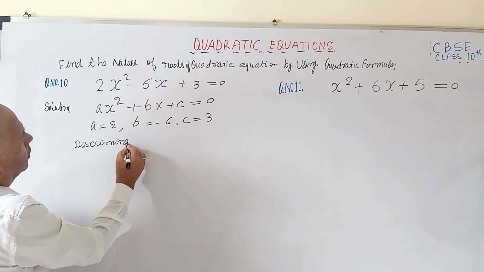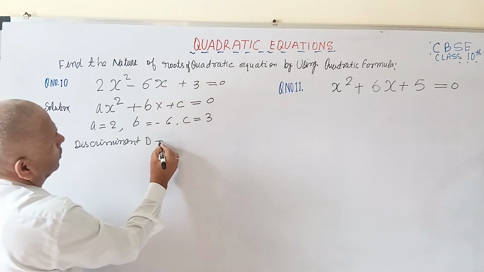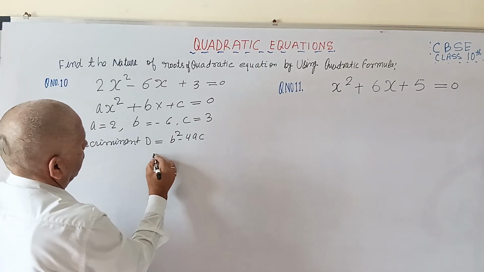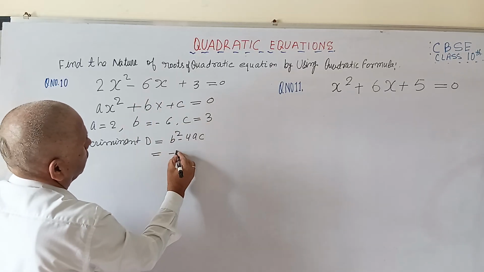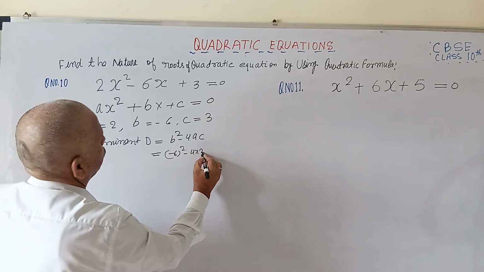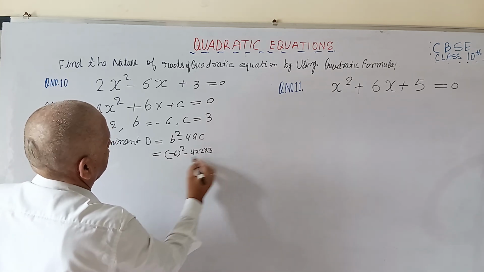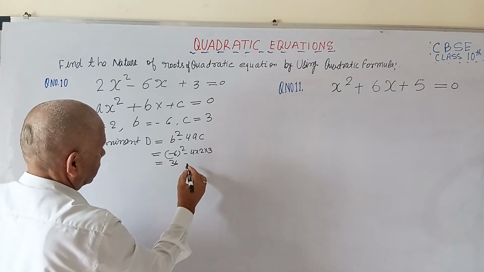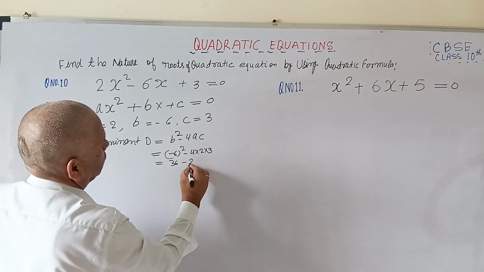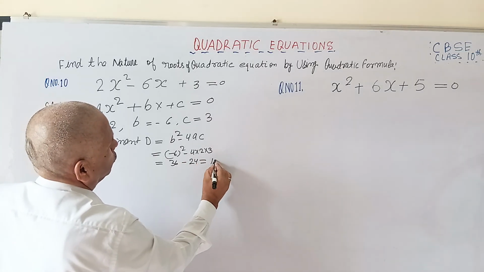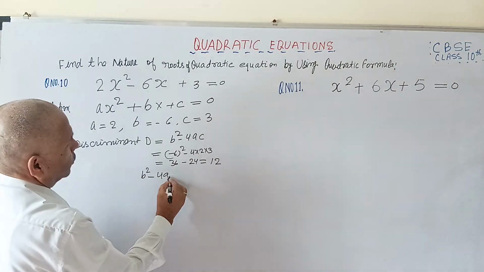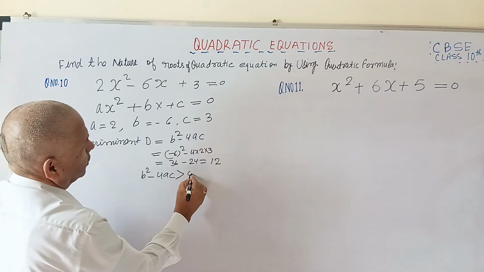Discriminant, that is d equals to b square minus 4ac. Now here b is minus 6, so minus 6 square minus 4 into a, which is 2, into c, which is 3. That means 36 minus 24 equals to 12. So b square minus 4ac is greater than 0.